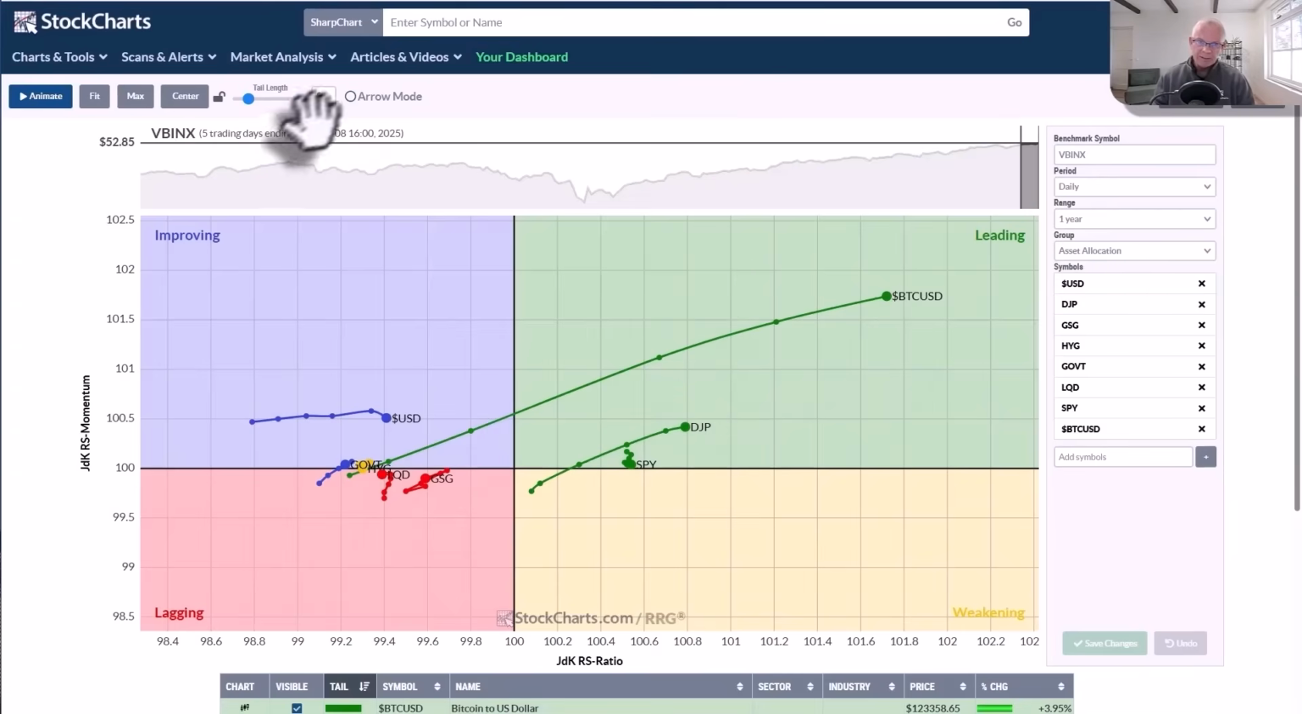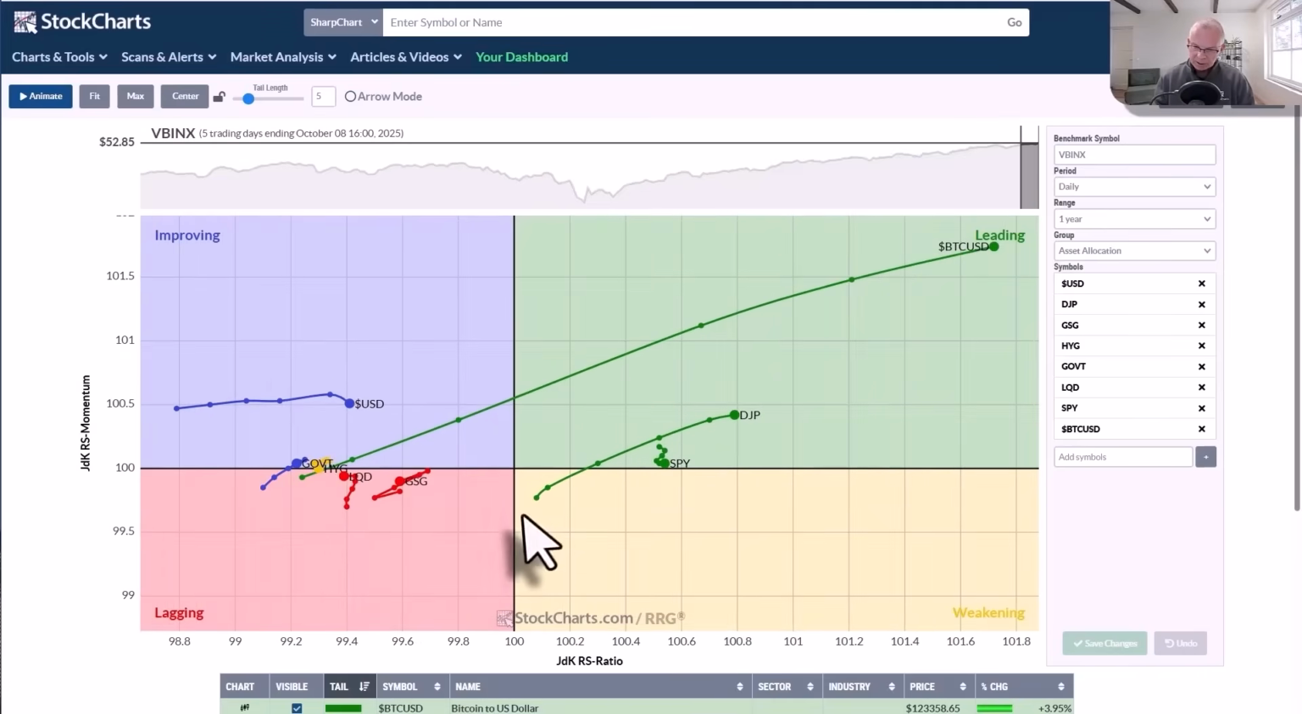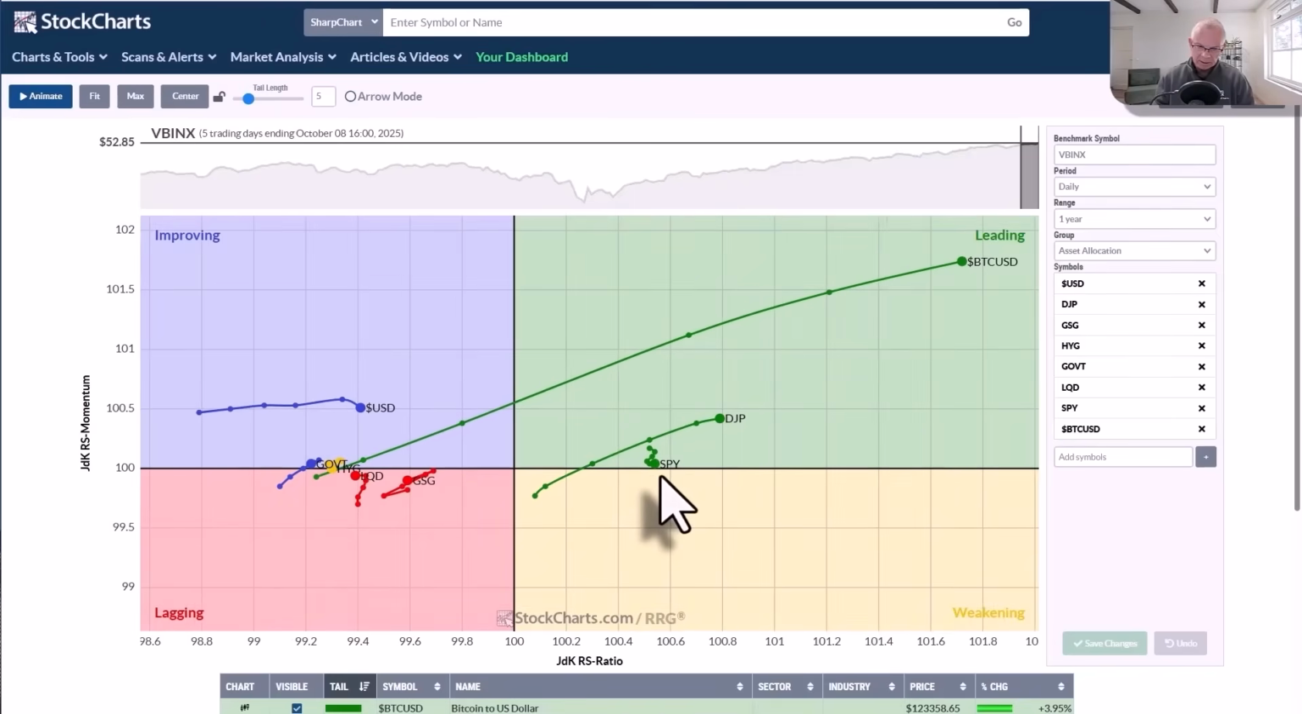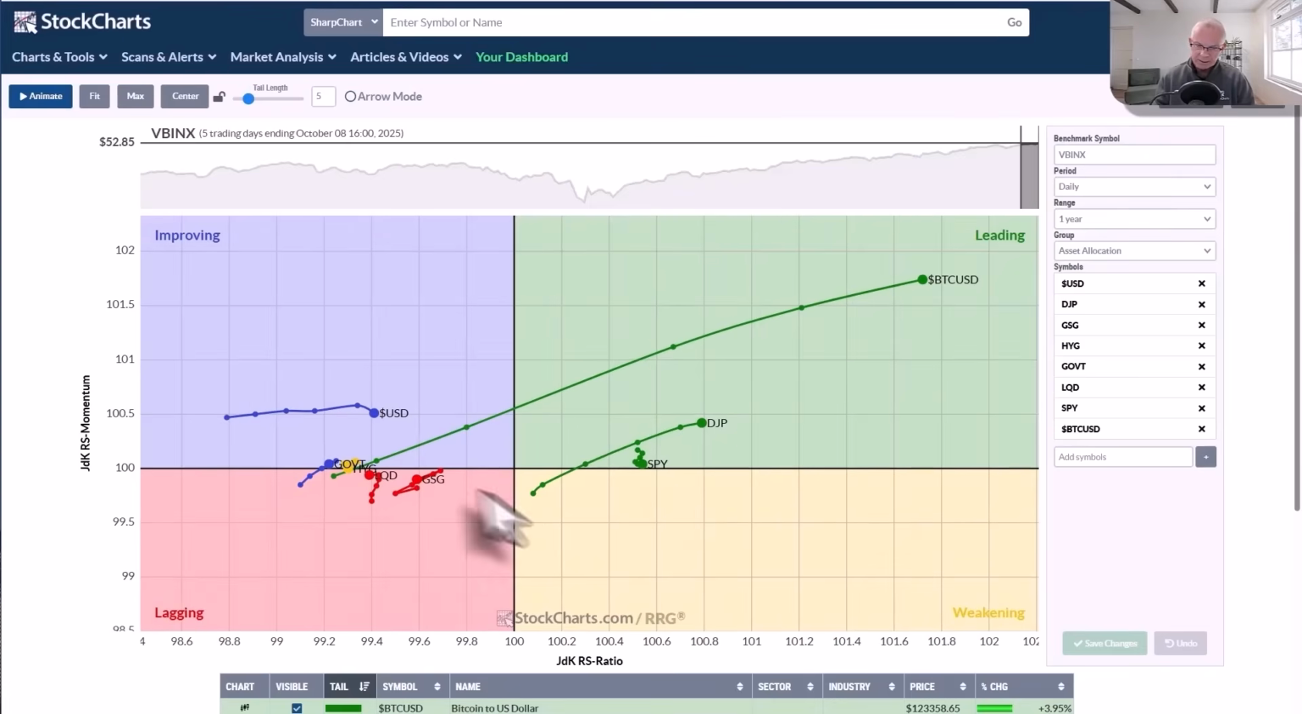This is the last 5 days of price information for Bitcoin, and you see how strong that move is relative to VBINX. A similar picture goes for DJP, which is actually pushing into the leading quadrant, and SPY remains static inside leading just above the 100 level on the RS-Momentum scale, but at a very short tail. And that's a good example here. You see how long these tails are, for example, DJP and Bitcoin. And SPY also shows 5 periods, but it's much smaller, and so are some of these.